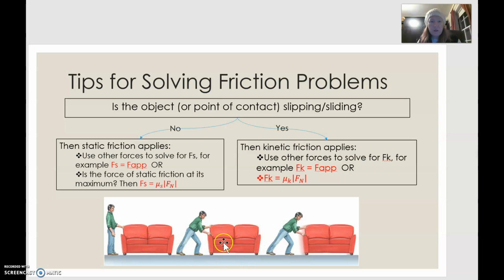Versus here, maybe, is it about to slide? Then that's a clue that it's at its maximum value. It's about to go. Then you can use this equation, but be very careful. Then if it is slipping and sliding, then you're going to use the kinetic friction formula. And again, sometimes you know how hard he's pushing. So is he pushing at a constant velocity? Do you know the acceleration? We have our tricks from the last chapter, and then we have our new equations.